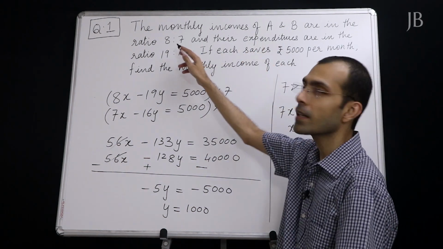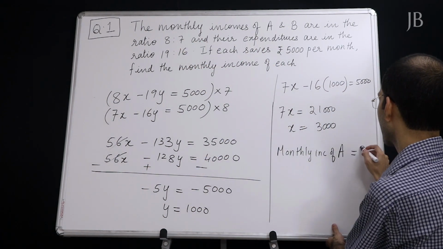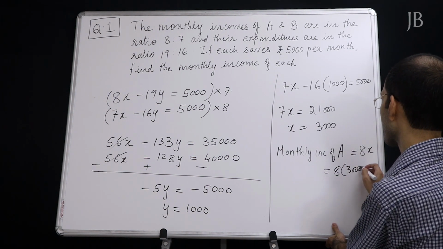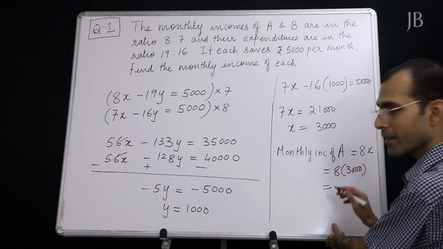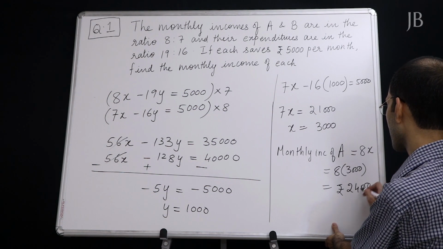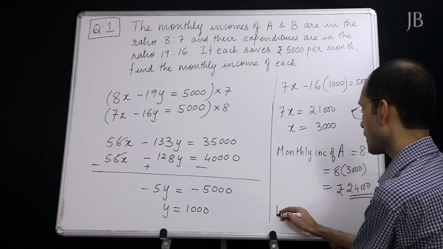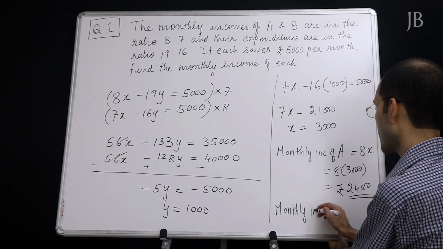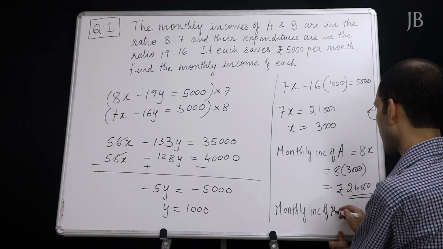Monthly income was what? 8x, if you recall. So that is 8 into 3000. Please show this substitution. Then you can do it mentally. So rupees 24,000. Double underline this.